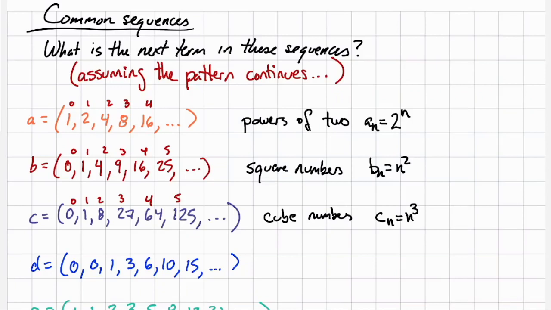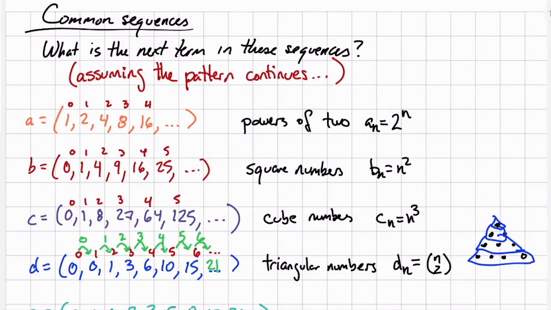Let's look at the differences between the different terms. 0 to 0 adds 0. 0 to 1 adds 1. 1 to 3 adds 2. 3 to 6 adds 3. 6 to 10 adds 4. 10 to 15 adds 5. So the next term in this sequence would add 6, would be 21. These are called the triangular numbers, and in this case, d sub n is equal to n choose 2.